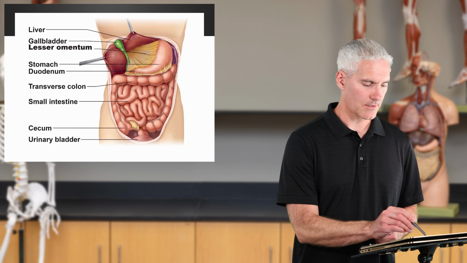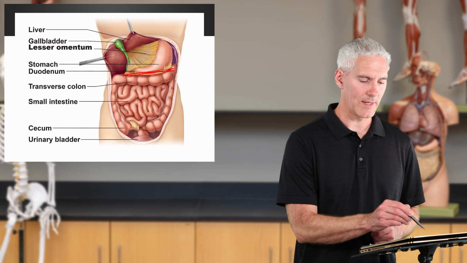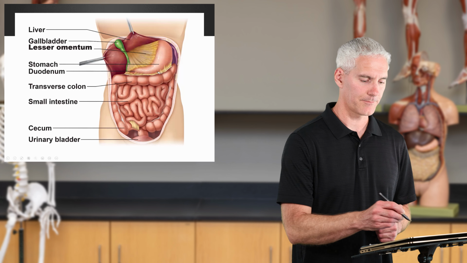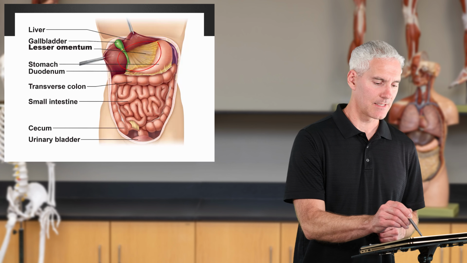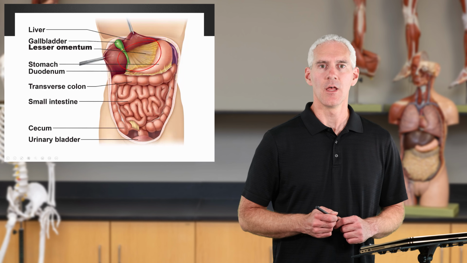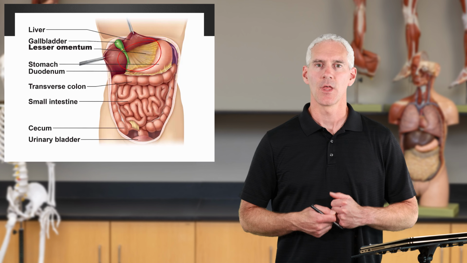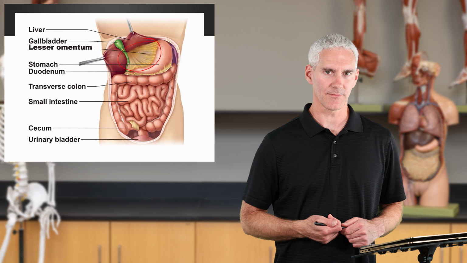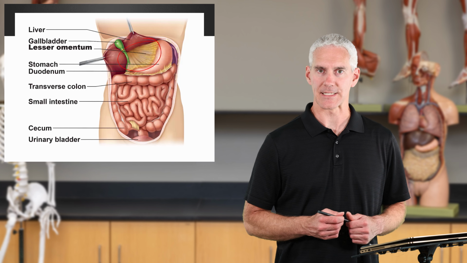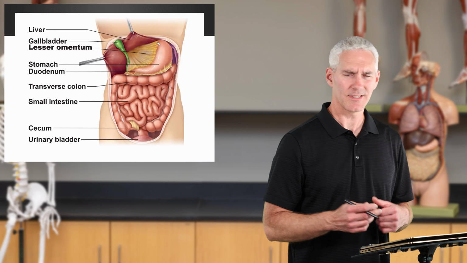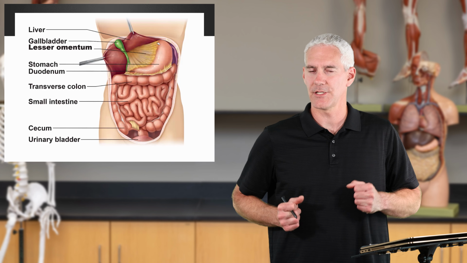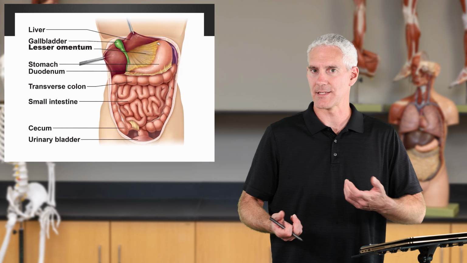Here you can see the greater omentum is cut away there. It would be covering still. But you can see the lesser omentum. So if you kind of lift the liver up a little bit and look deep inside, you'll see from the liver to the lesser curvature, that is the lesser omentum. So it's trying to help keep things in place and keep the orientations of where you have the liver and stomach.